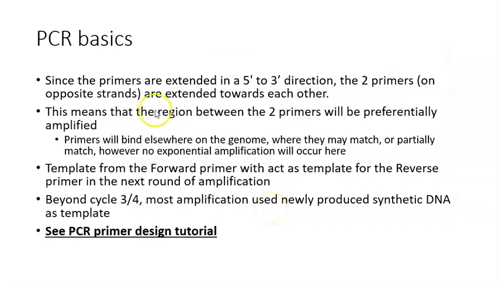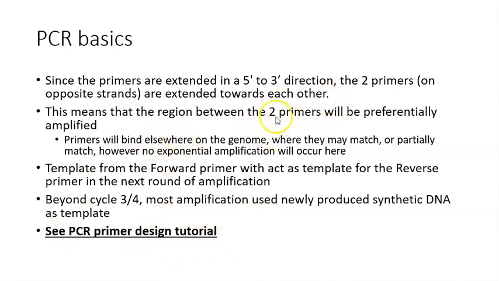So to summarise, the primers are extended in the 5' to 3' direction. We have 2 primers on opposite strands and they are extended towards each other. This means the region between the 2 primers will be preferentially amplified, and we will basically have a piece of DNA that represents the first base of the forward primer all the way through to effectively the first nucleotide of the reverse primer. We'll illustrate that in the PCR design tutorial that we're going to do next.